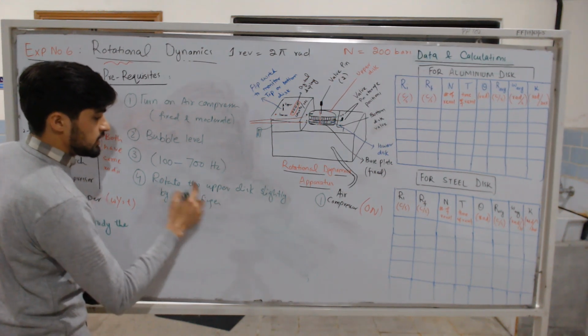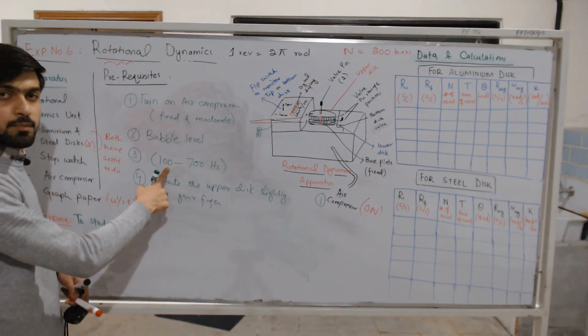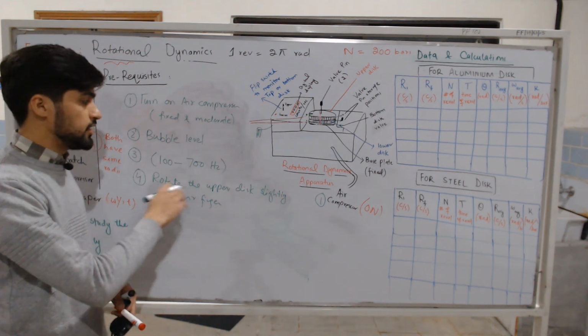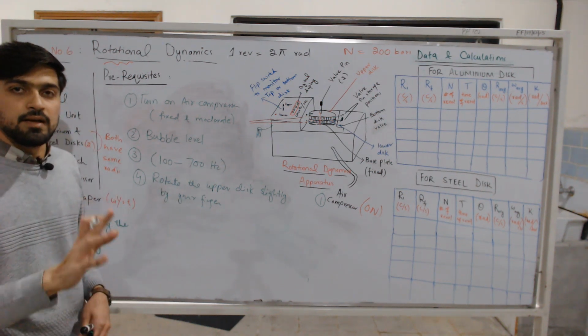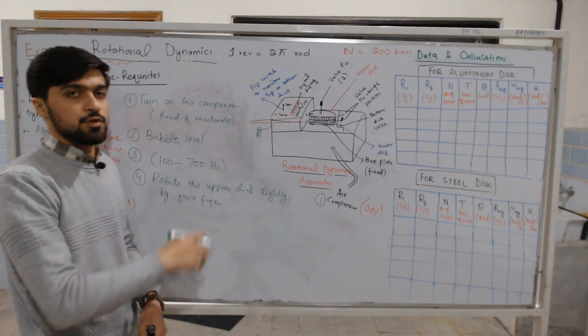And keep in mind, the value should not be below 100, and it should not be above 700. So it should be between, let's say, 200 counts per second and 300 counts per second. So this is a reliable value. You can keep it for your measurement.